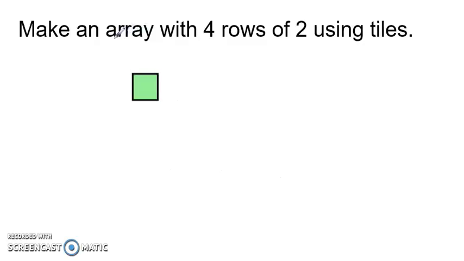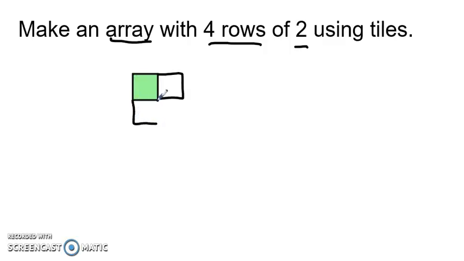Let's try another problem. Here it says make an array with 4 rows of 2 using tiles. My first tile has been drawn for me this time. So this is the beginning of row 1. I need to have 2 in each. There's already 1, so I'm going to add 1 more to make 2. Doing my best to keep it the same size as the tile that's already there. So there's 1 row. Now I'm going to make the second row of 2.